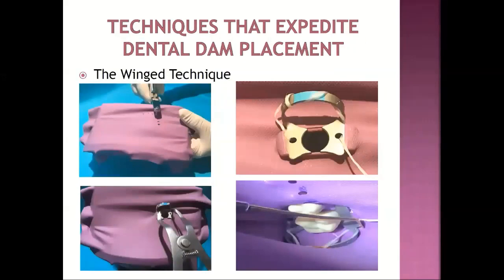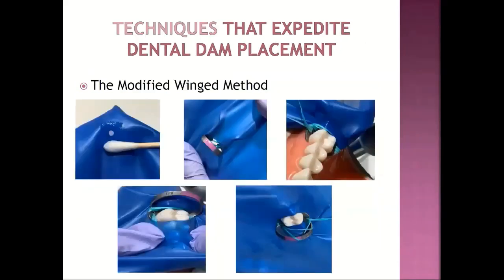In the wing technique, it is easier to place the dam on the frame and then punch the hole for the anchor tooth. The wing clamp is inserted into the dam and the unit is simultaneously taken to the mouth. Once the clamp is seated, a composite instrument is used to stretch the dam off the wings. This technique may be used for either endodontic or quadrant isolations.